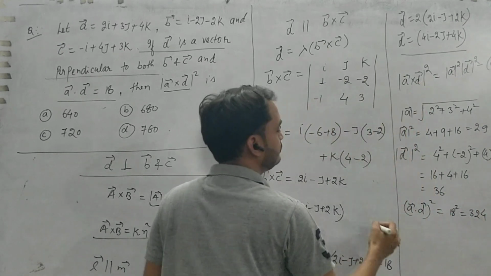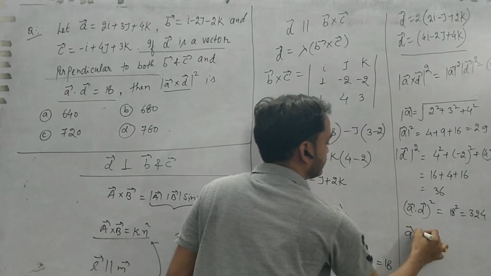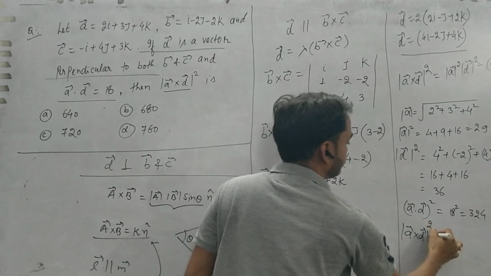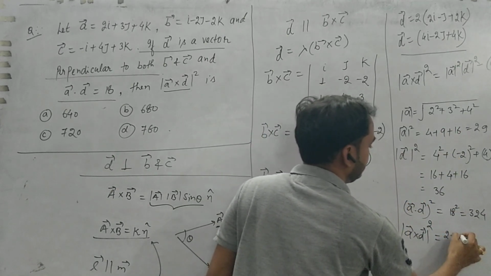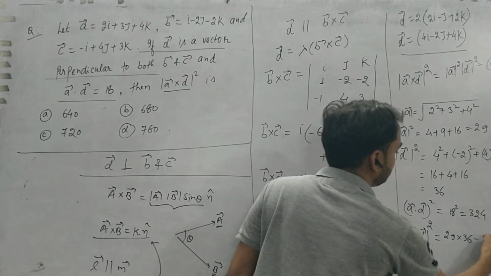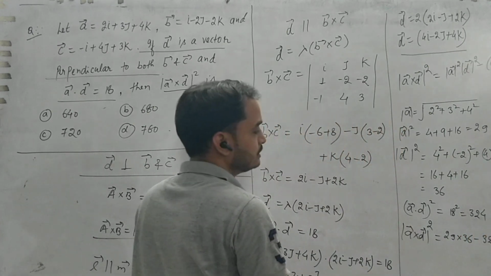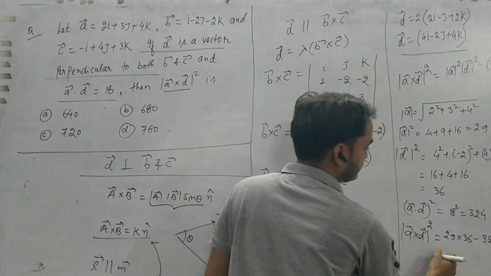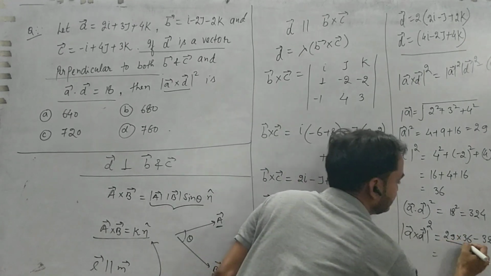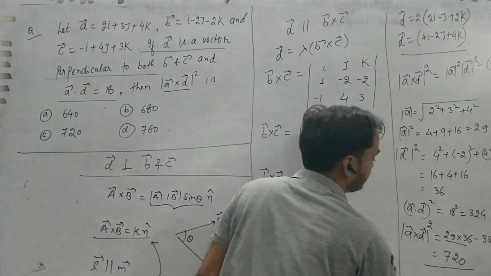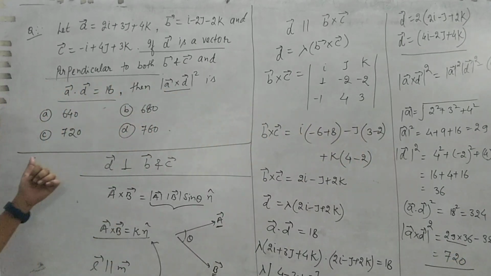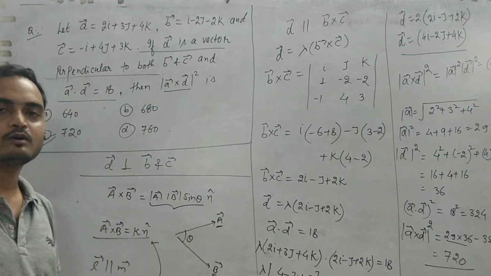Now put all the values in the formula. The square of magnitude of cross product can be found, that is 29 into 36 minus 324. Okay, if you calculate this, multiply this and subtract this, then we will get 720 as our final answer, and 720 is the C option. So this will be the correct answer of this question.